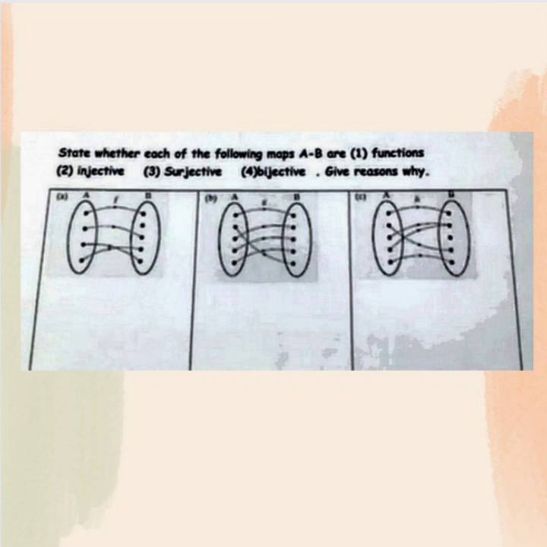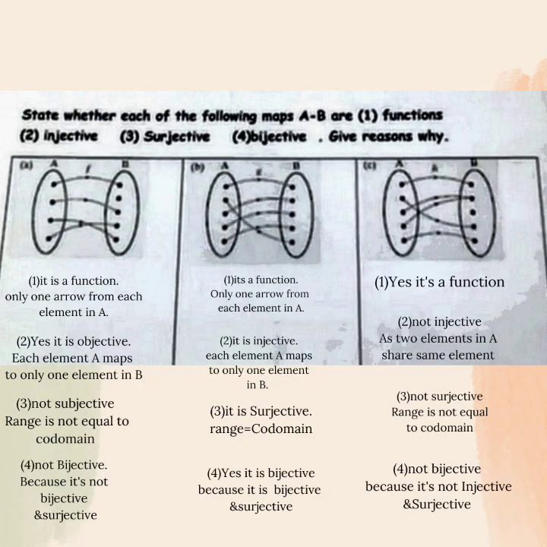Now, there's a very good example down here. State whether each of the following mappings from A to B are: 1, functions; 2, injective functions; 3, surjective functions; and 4, bijective functions, and give a reason for your answer. So, graph number 1.